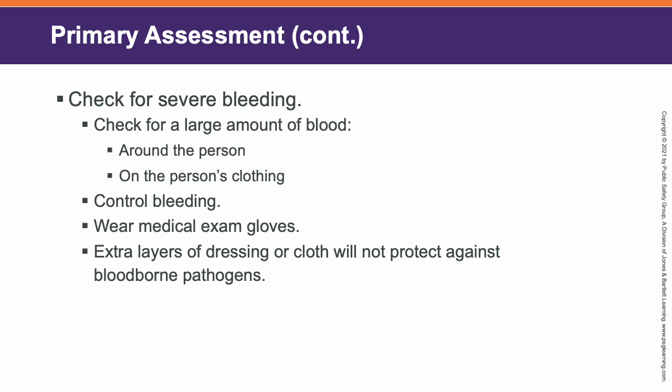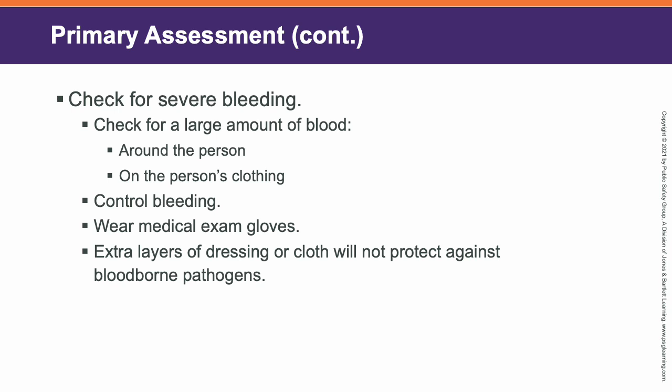All right. Next, we're going to check for severe bleeding. We want to look for blood anywhere. Is it on their clothing? Is it on the ground around them? And then we're going to try and find the source of the bleeding. That may mean we need to expose the wound with some scissors, and we'll talk about that a little bit later as well.